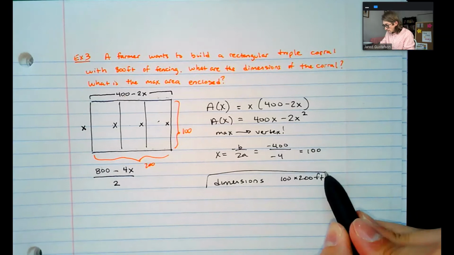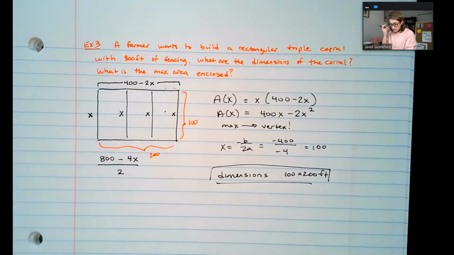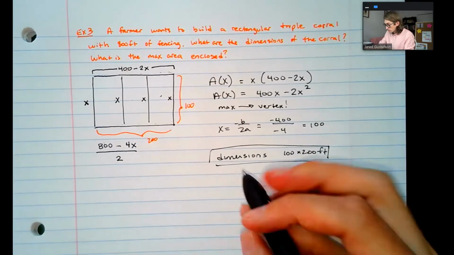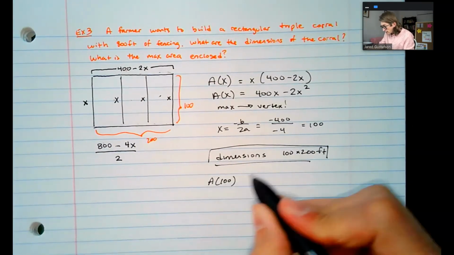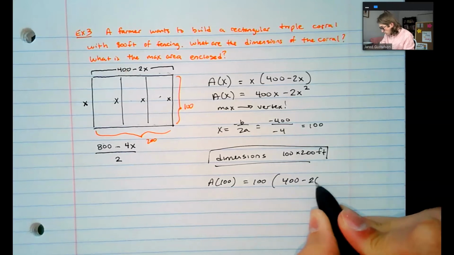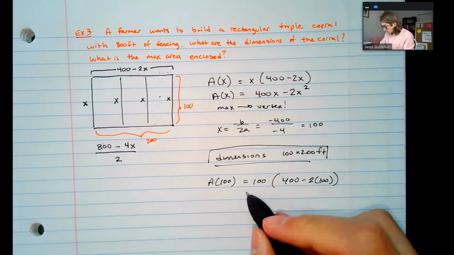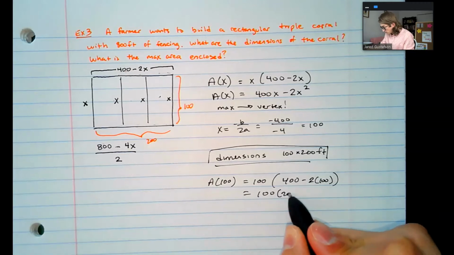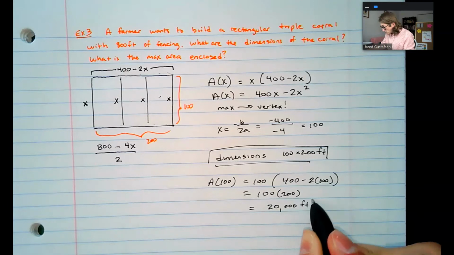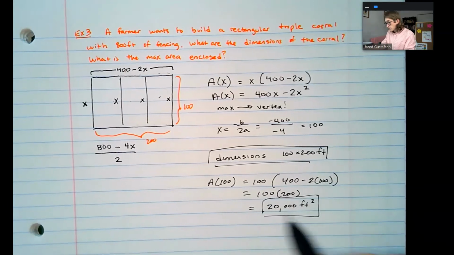And then what is the maximum area? I mean, you could just see what the dimensions are and multiply them, or you can plug in 100 into your function, which gives you the same thing, 100 times 200, which is 20,000 square feet.